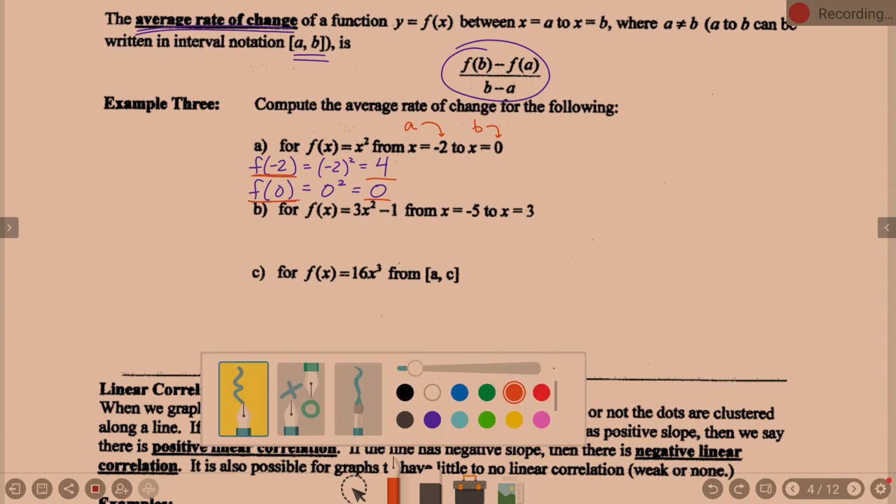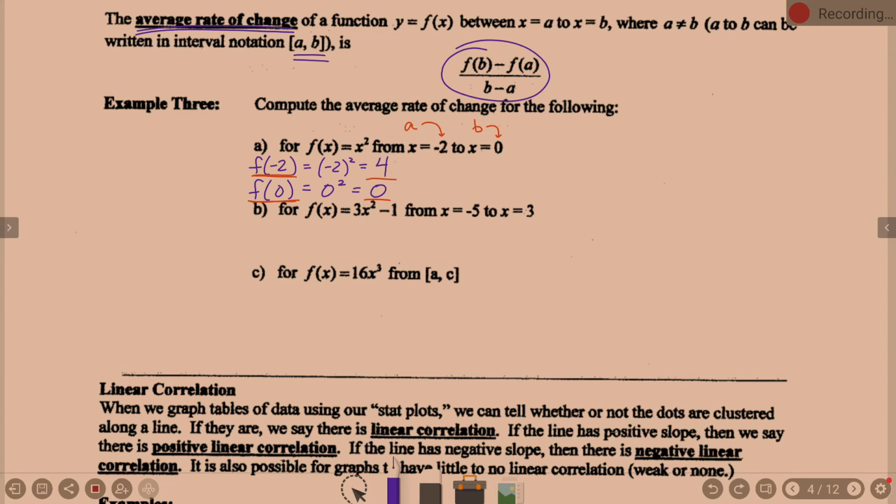Now, as we set up average rate of change, folks, f of b minus f of a. So in that case, we're going to be doing f of, what was our b? F of 0 minus f of negative 2 over b minus a. So 0 minus negative 2. And I won't always go through all this setup every time.